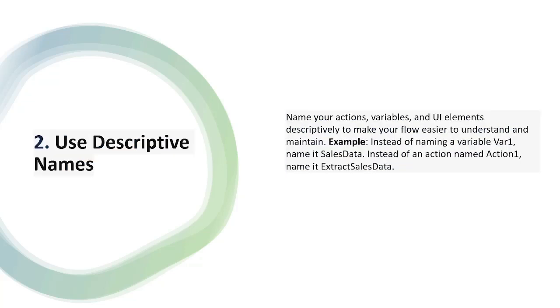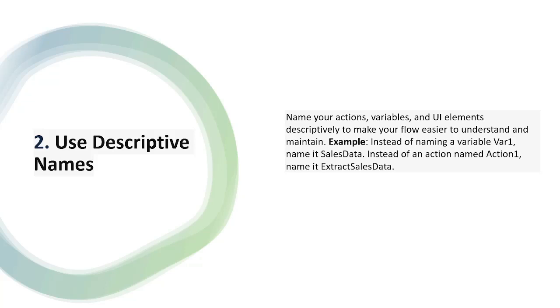Second one is use descriptive names. Name your actions, variables and UI elements descriptively to make your flow easier to understand and maintain. For example, instead of naming a variable var1, name it sales data. Instead of an action named action1, name it extract sales data.